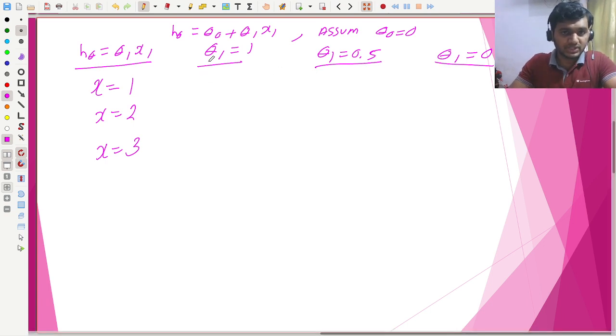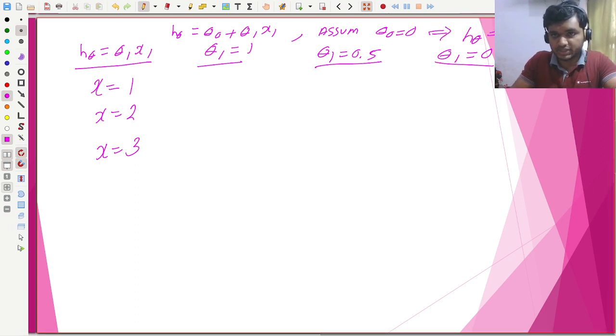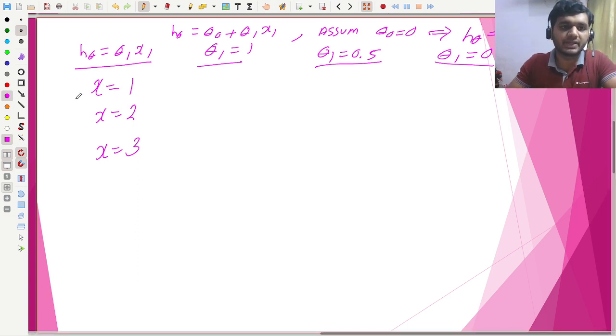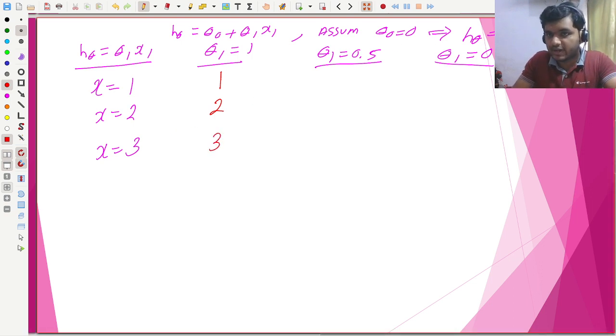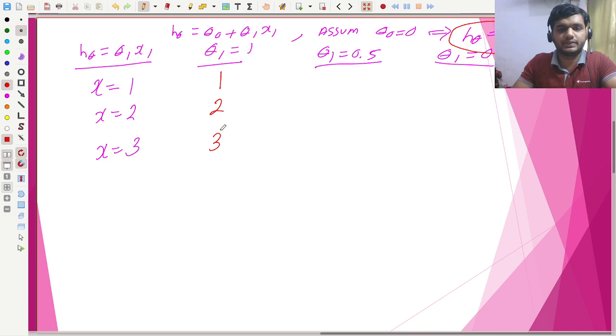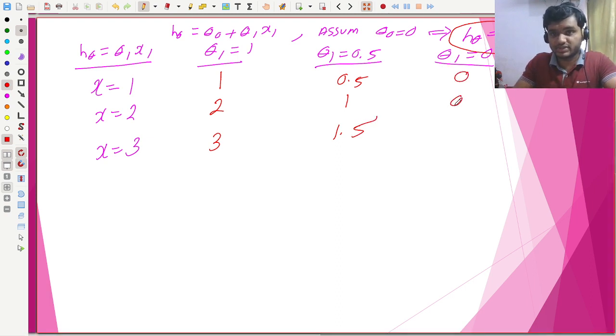So you notice at theta 1 equal to 1, theta 0 equal to 0, h theta equal to theta 1 x1. So theta 1 equal to 1, then 1 into 1 is 1, 1 into 2 is 2, and 1 into 3 equal to 3. You put in this formula, you will get this value. After that, with 0.5, you will notice 0.5 into 1 is 0.5, then 1, then 1.5. If theta 1 equal to 0, then all the values are 0.